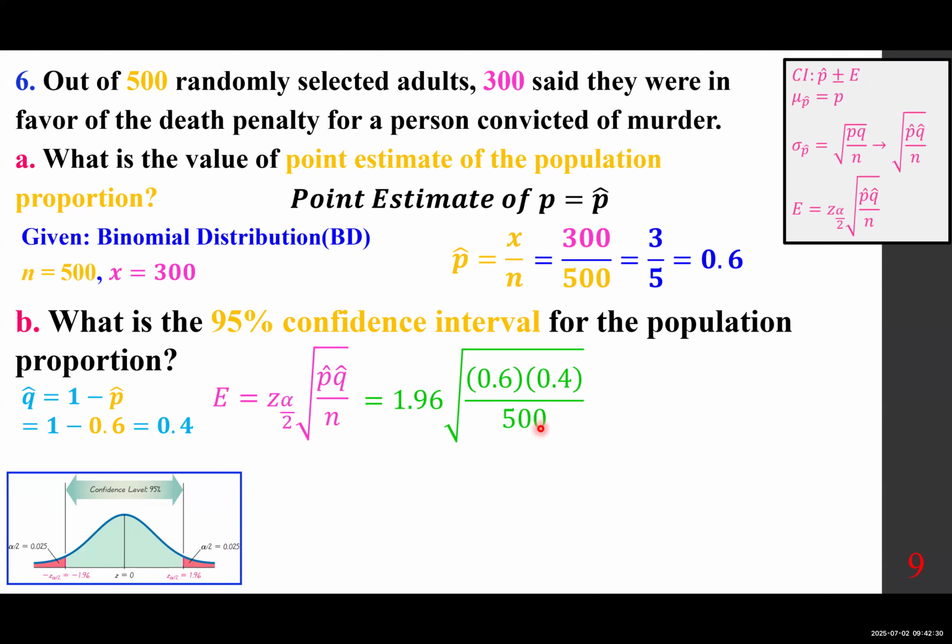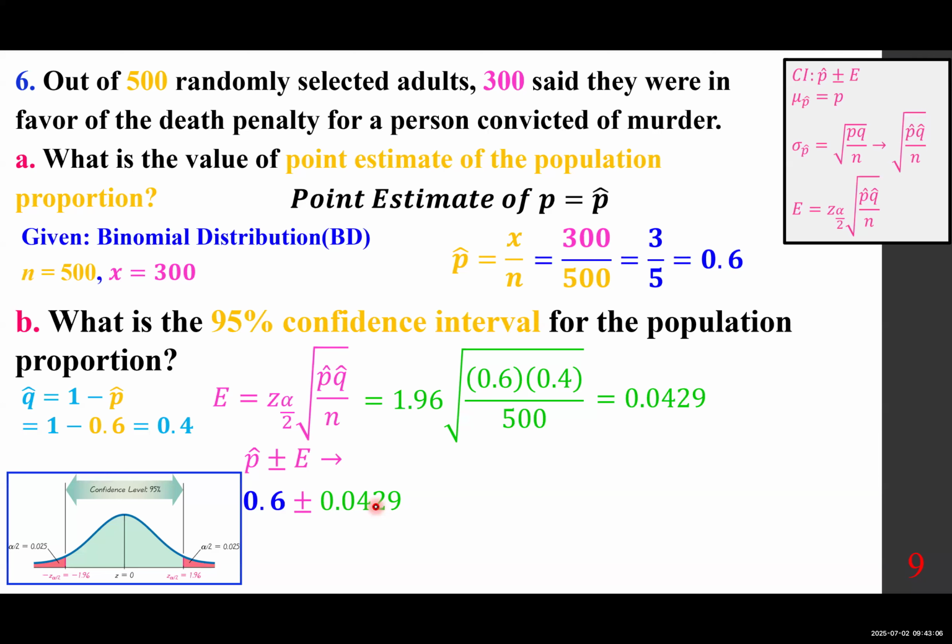0.6 times 0.4 divided by 500, take a root times 1.96, and we'll get 0.0429. Again, you want to carry out as many decimals as possible just to be on the safe side. So P hat plus minus E, that means 0.6 plus minus 0.0429. Again, please pay attention to what I wrote here. This is one format they may ask you.